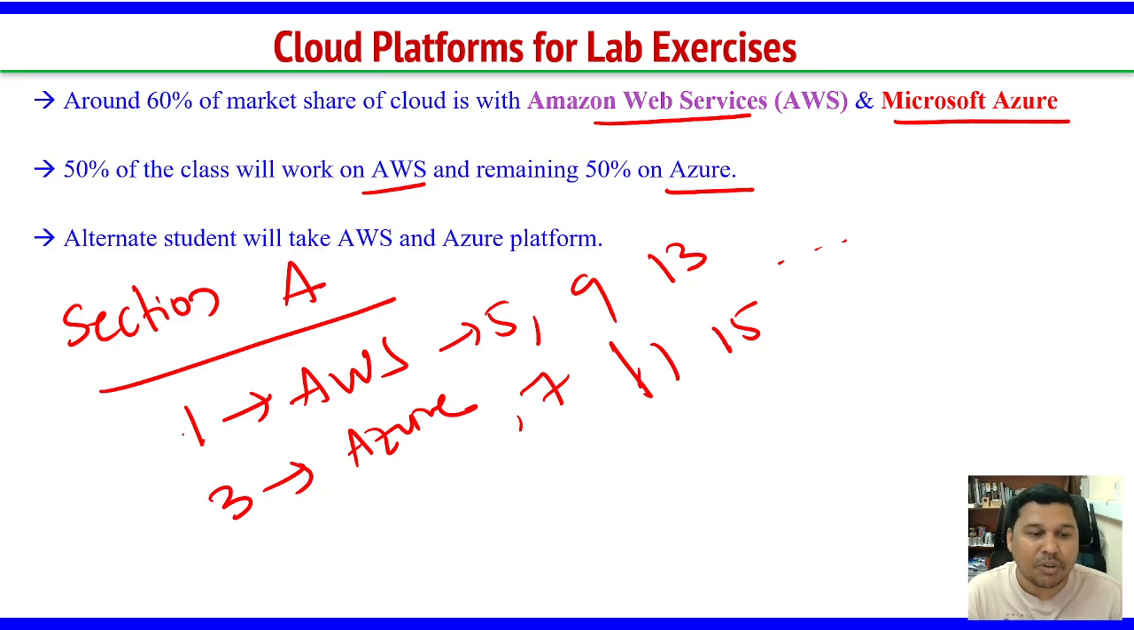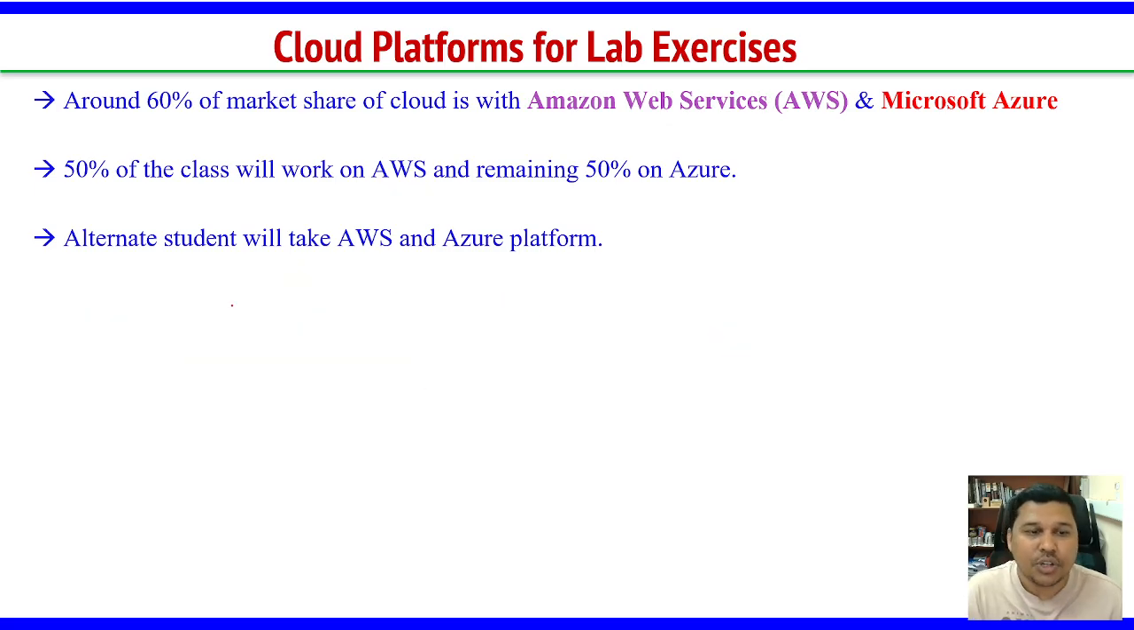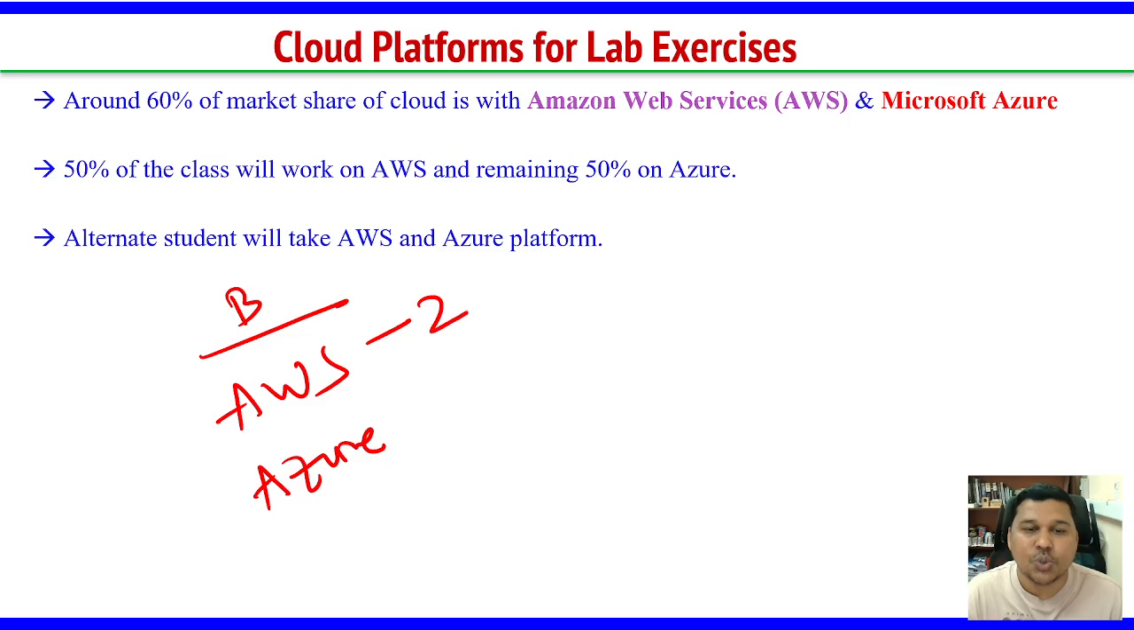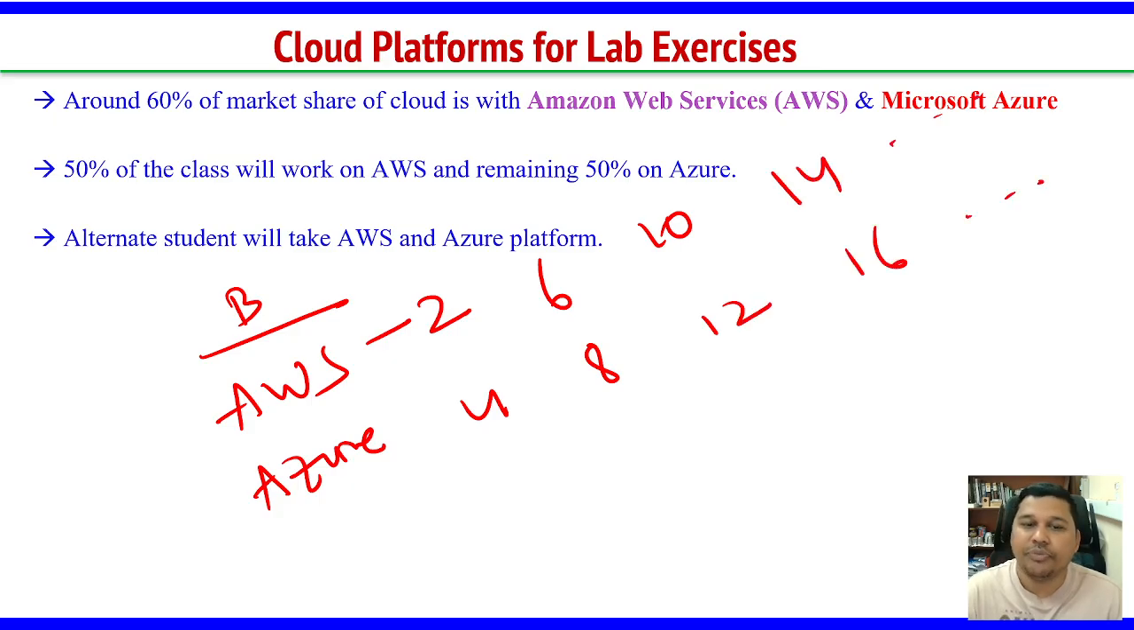It is starting from roll number 1. So, roll numbers 1, 5, 9, 13 and so on will take AWS as their platform. It is fixed. And roll numbers 3, 7, 11, 15 and so on will go with Azure. This is for section A. For section B, again AWS and Azure, here also alternate: AWS for 2, then 6, 10, 14, and Azure for 4, 8, 12, 16 and so on. This way you have to choose your platform.